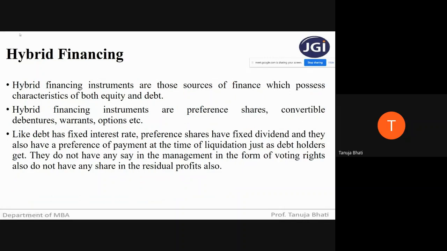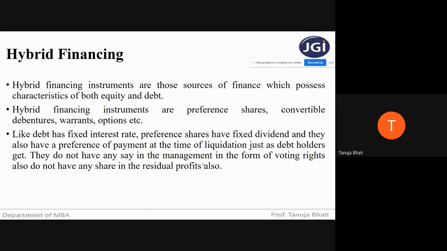Let us move ahead. What is hybrid financing? Hybrid financing instruments are those sources of finance which possess characteristics of both equity as well as debt. Hybrid financing instruments are preference shares, convertible debentures, warrants, options, etc. Like debt has a fixed interest rate, preference shares have a fixed dividend, and they also have preference of payment at the time of liquidation, just as debt holders get. They do not have any say in the management in the form of voting rights, and do not have any share in the residual profit also.